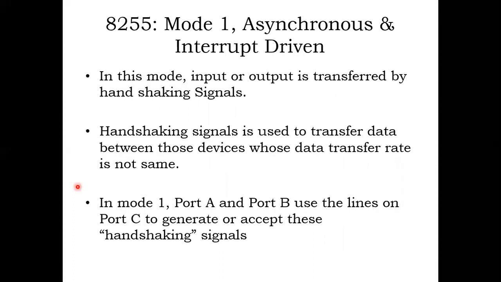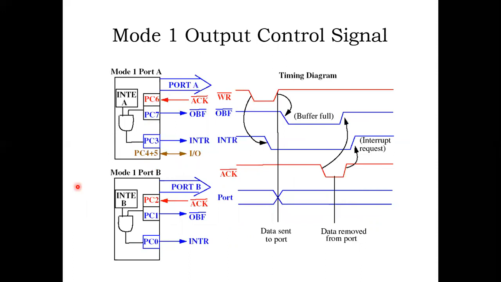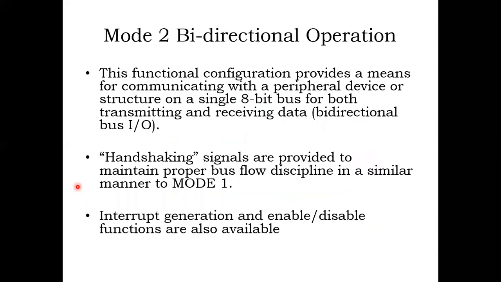Mode 1 is strobed, asynchronous and interrupt driven. In this mode, input or output is transferred by handshaking signals. Handshaking signals are used to transfer data between devices whose data transfer rates are not the same. In mode 1, port A and port B use the lines of port C to generate or accept these handshaking signals. This is the mode 1 operation input control signal. This is the output control signal of mode 1.